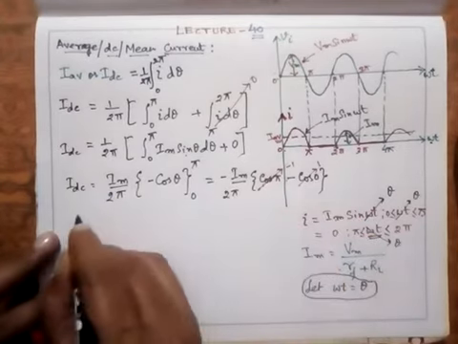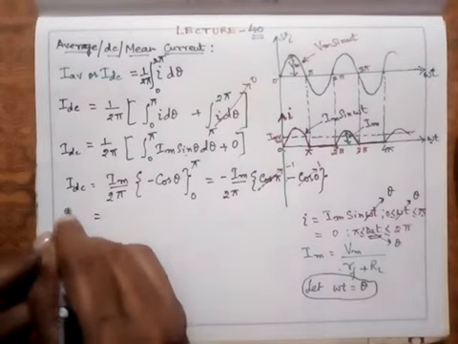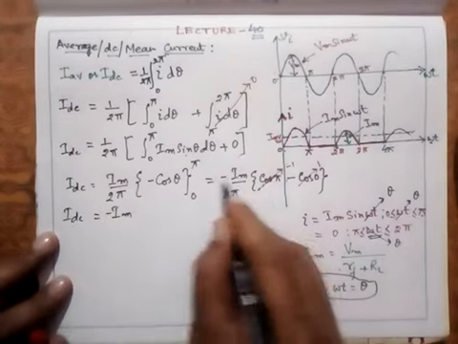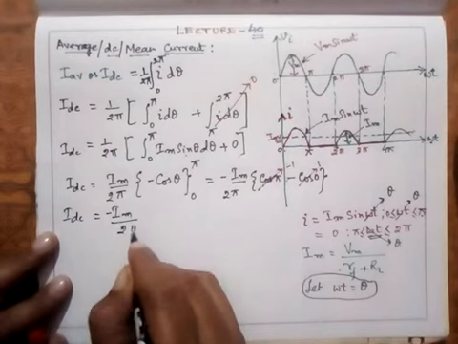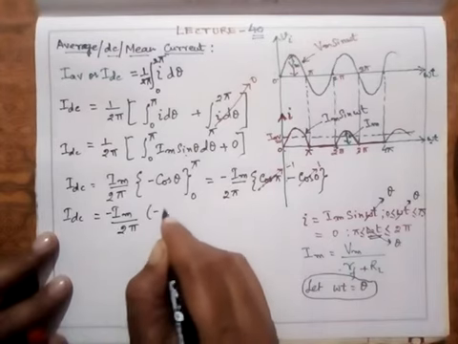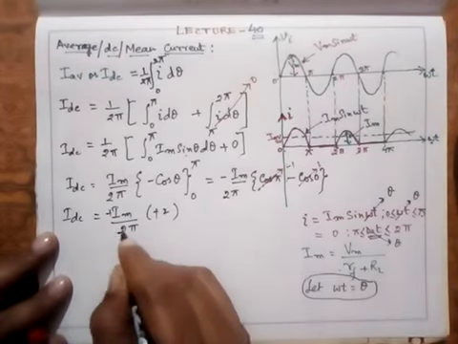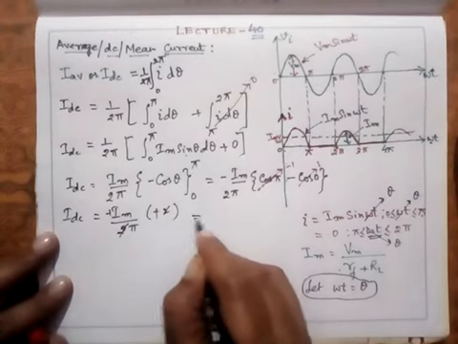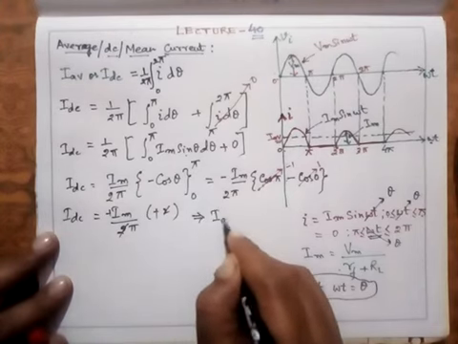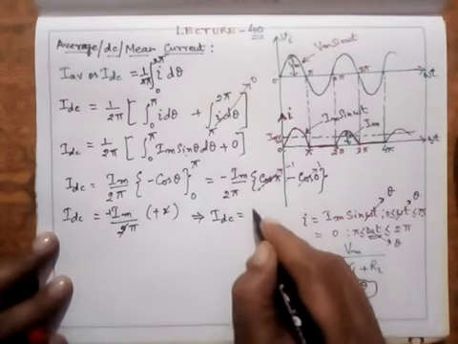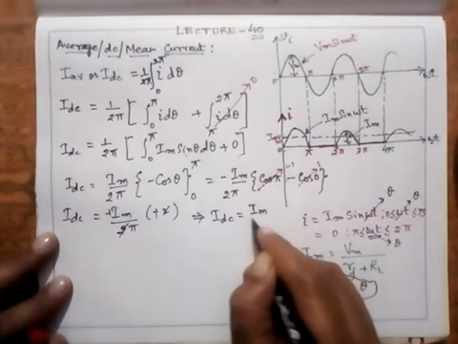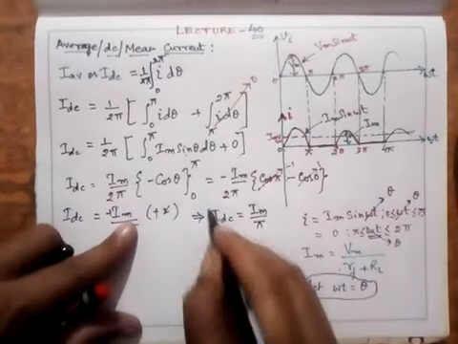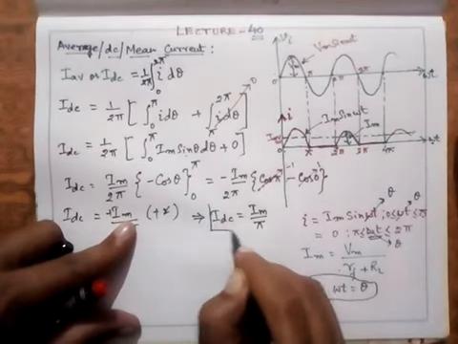It is 2 pi. So I can say IDC is equal to IM minus IM upon 2 pi, and this factor into minus 2. This minus minus cancels and this cancels from here. This implies that the value of IDC, the average value of this, is equal to IM by pi. And this is one of the very important relations that we'll use in the numericals also, in the design part also.